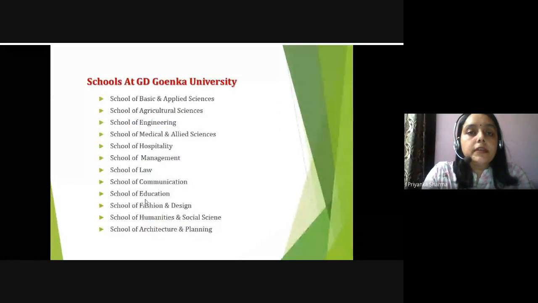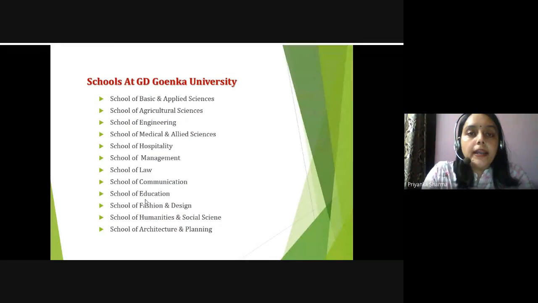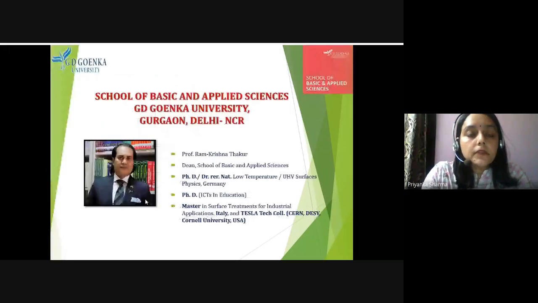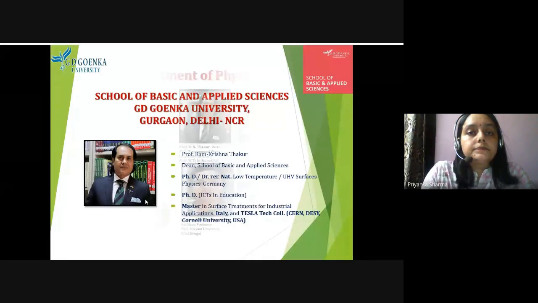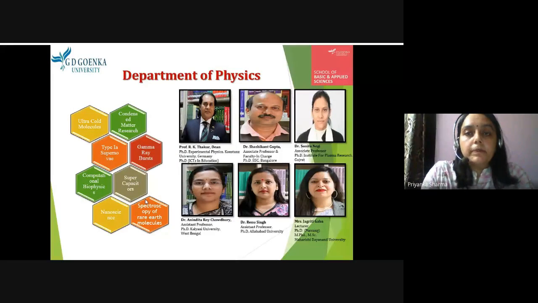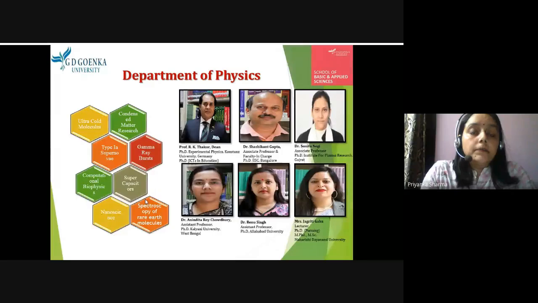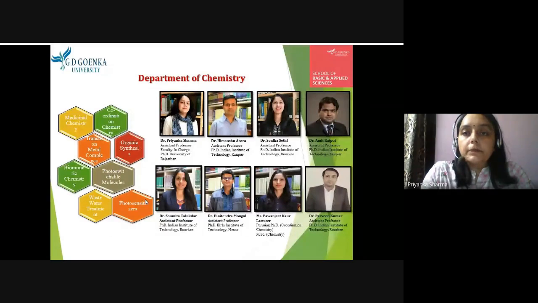These are the various schools at GD Goenka University. We are at the School of Basic and Applied Sciences. Here our respected Dean, Professor Ramkrishnan Thakur, is a physicist. These are the faculty members of the Department of Physics, and these are their research interests. They are all doing research in condensed matter, gamma ray bursts, computational biophysics, spectroscopy of rare earth molecules, etc. These are the faculty members of the Department of Chemistry, working on research areas like medicinal chemistry, coordination chemistry, organic synthesis, photosensitizers, wastewater treatment, etc.